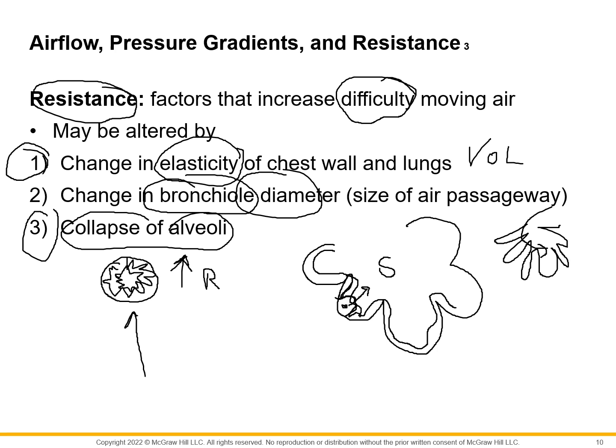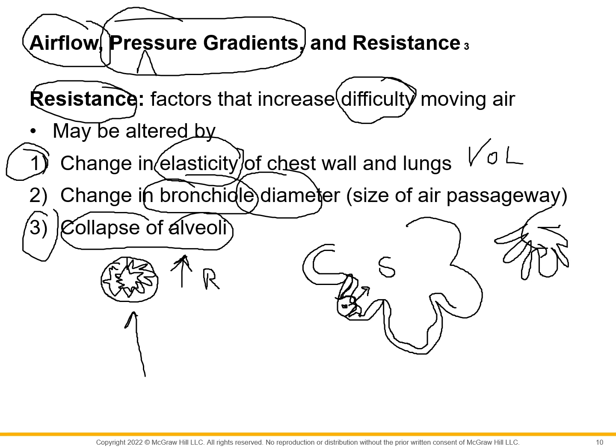So to recap, airflow is the total amount of air going from the atmosphere to your lung and from your lung to the atmosphere. The pressure gradient is basically the difference in pressure between the atmosphere and the inside of your lung at any given point. And air moves from a high pressure area to a low pressure area. So to inhale, the atmospheric pressure has to be higher than intra-lung pressure. To exhale, your intra-lung pressure has to be higher than the atmospheric pressure.